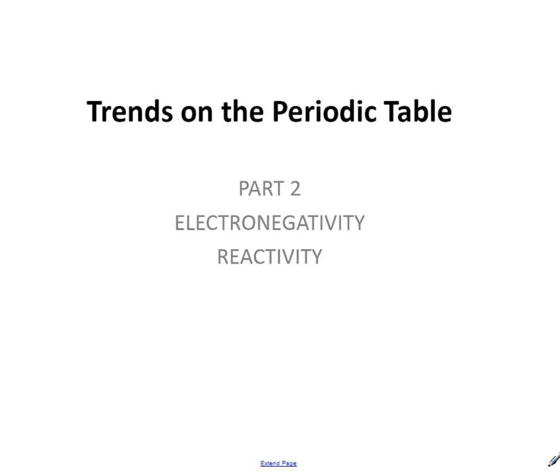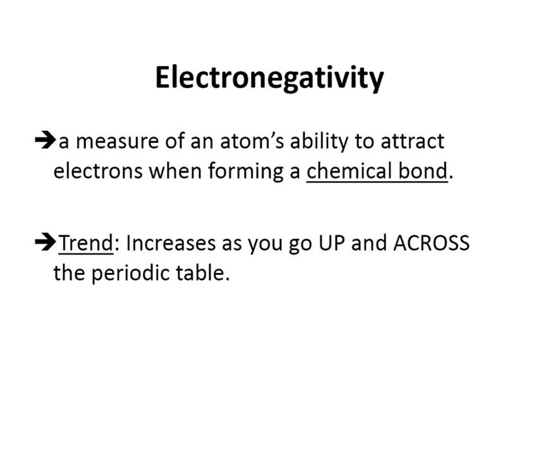This lesson is going to continue our discussion on trends on the periodic table, but this time we're going to look at two other trends. One is electronegativity, and the other one is reactivity on the periodic table with both metals and nonmetals. First, we're going to take a look at electronegativity.